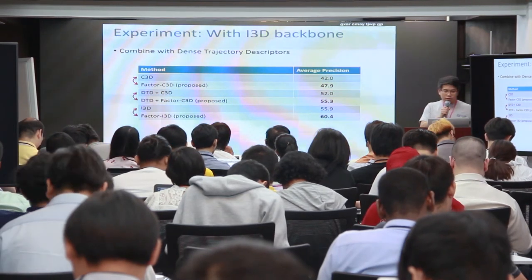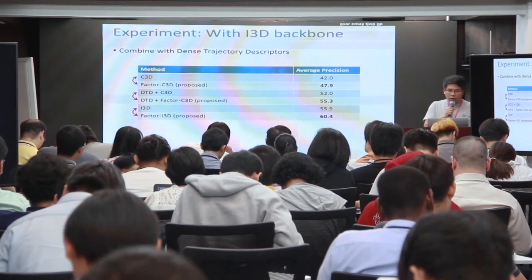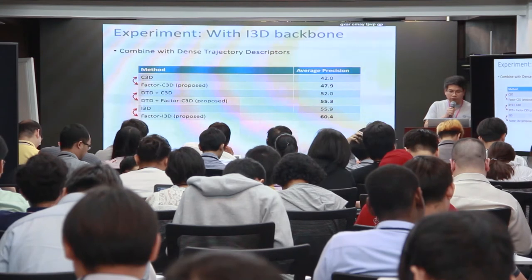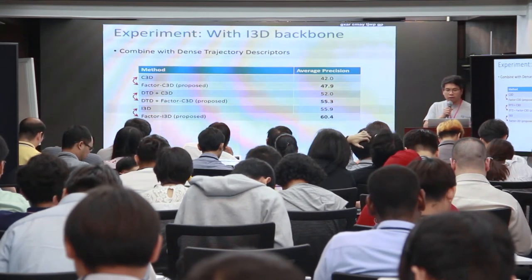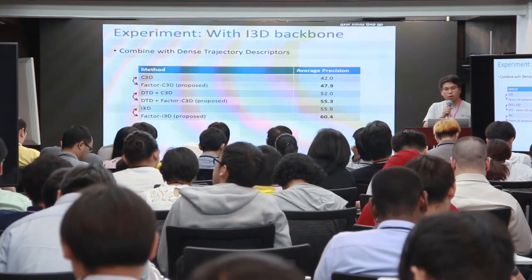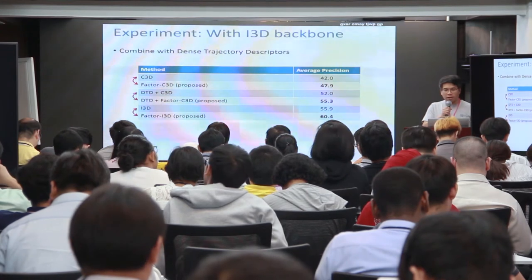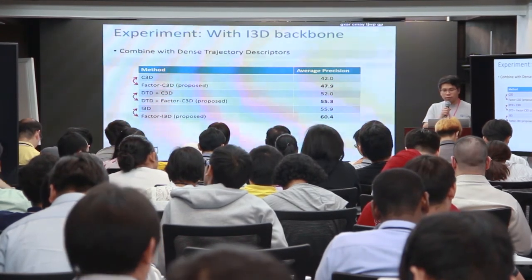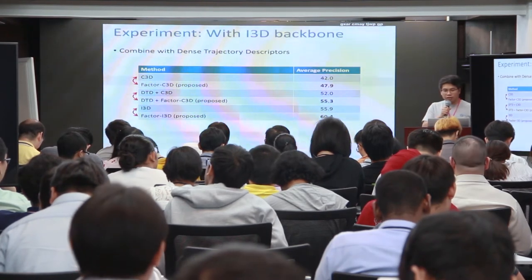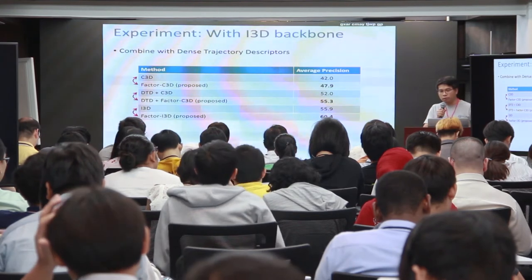What I just showed you is the result based on the old feature extraction network, C3D, and if we use it with the conjugate sample, I call it factor C3D. The proposed approach improves the performance. If you want to switch to a newer network like I3D for feature extraction, and you use factor I3D with the conjugate sample, it also improves the performance a bit.